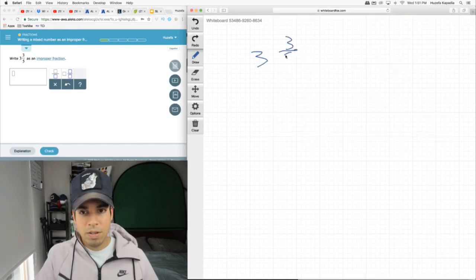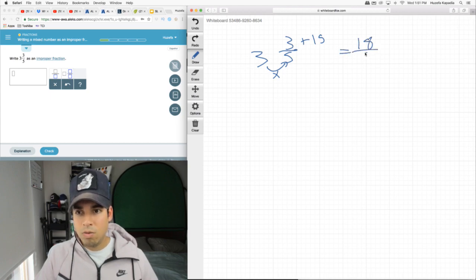3 and 3/5, same deal. I'm going to multiply the 5 by the 3. That becomes 15. We're going to add it to the numerator, and we end up getting 3 plus 15, which is 18/5.